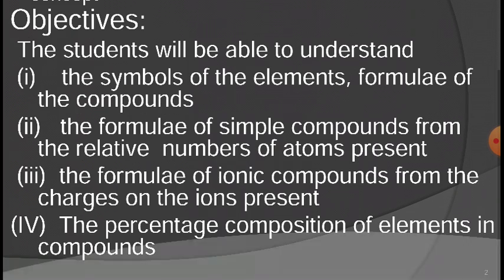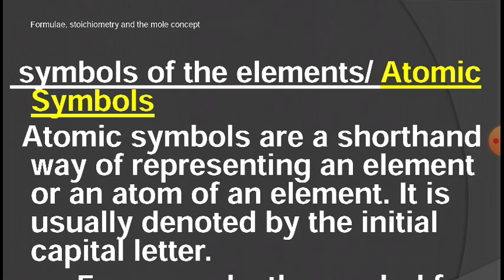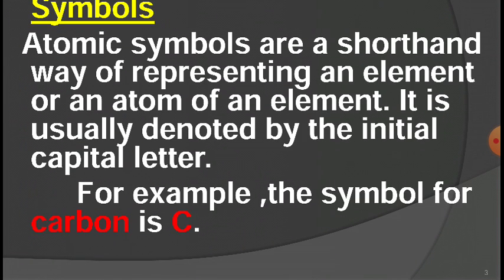So we are going to start from the symbols of the elements. This is also called the atomic symbols. The atomic symbols are basically a way to write the name of the element in shorthand form. We can write the name of any element with its abbreviation so that we can understand it in a simple way. It is usually denoted by the initial capital letter. As an example, the symbol for carbon is C.